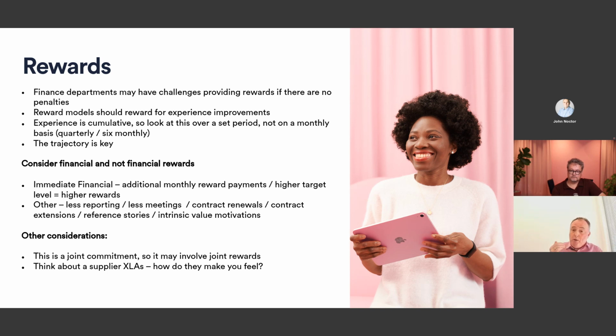And maybe if your supplier can get you to a higher target, the higher they get you up the happiness scale, then maybe you can give them additional rewards based upon that. But maybe there are other, perhaps non-direct financial rewards that we could consider as well. So less reporting, less meetings, less governance. That helps the MSP be able to get on with their job. Maybe there are contract renewals, automatic contract renewals.